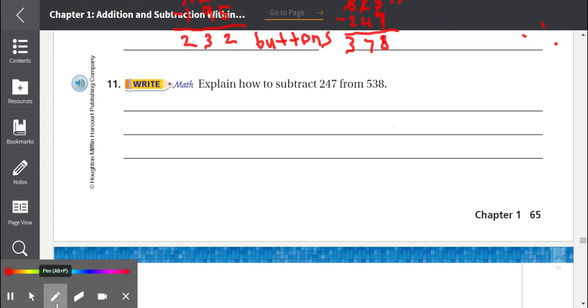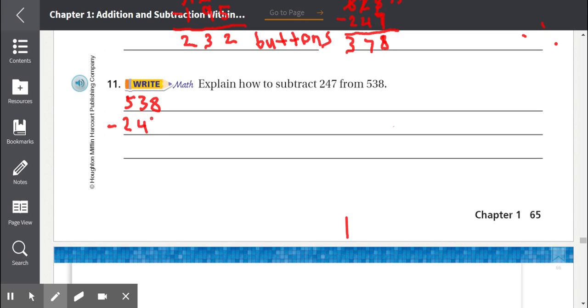Number 11. Explain how to subtract 247 from 538. So to solve 247 from 538, we line the numbers up. So we have 538, and we put a small number at the bottom, 247.